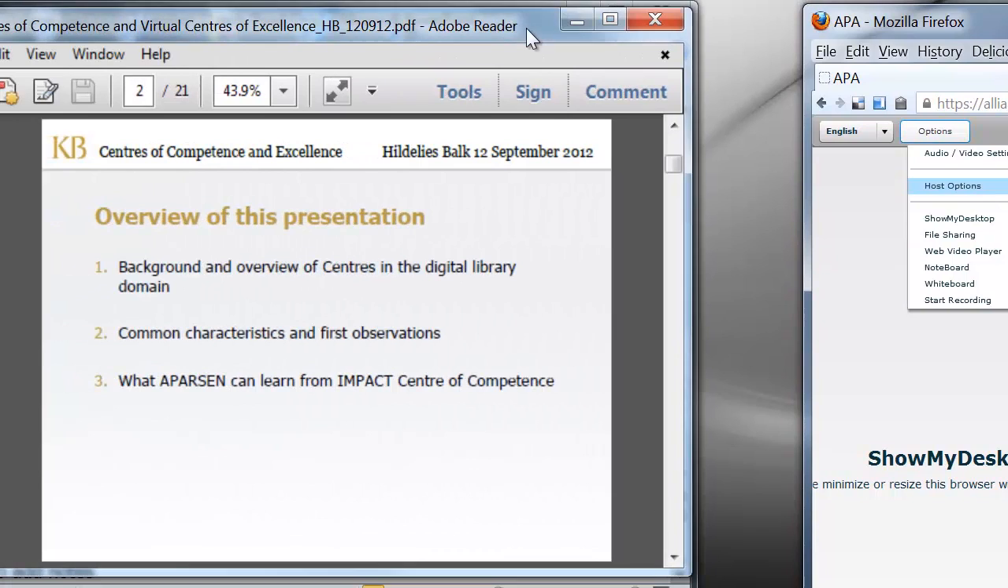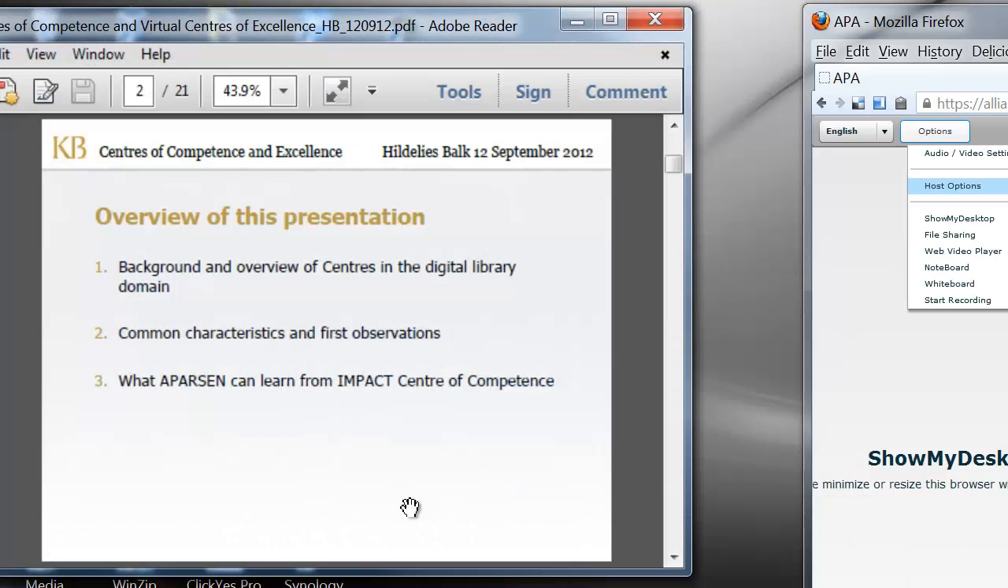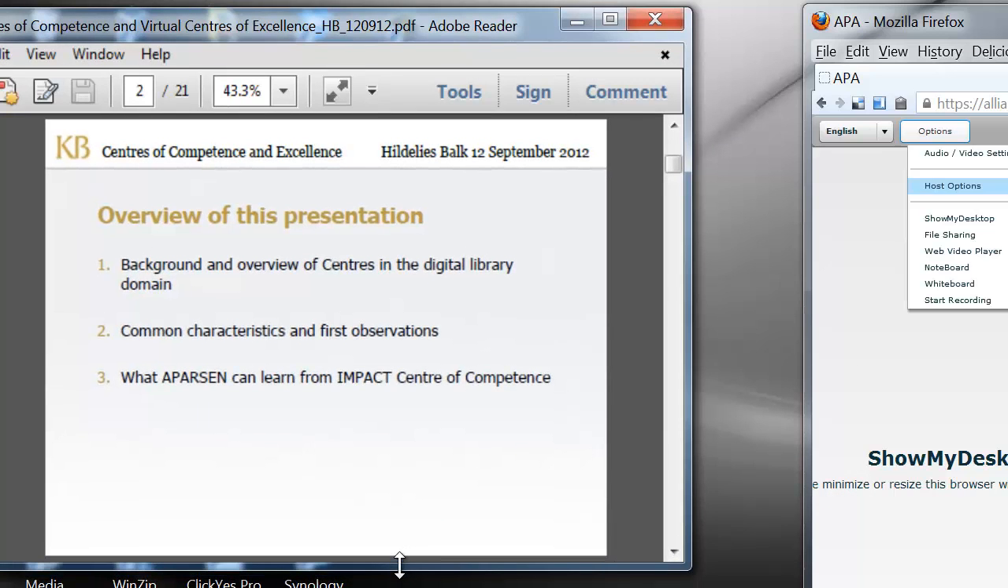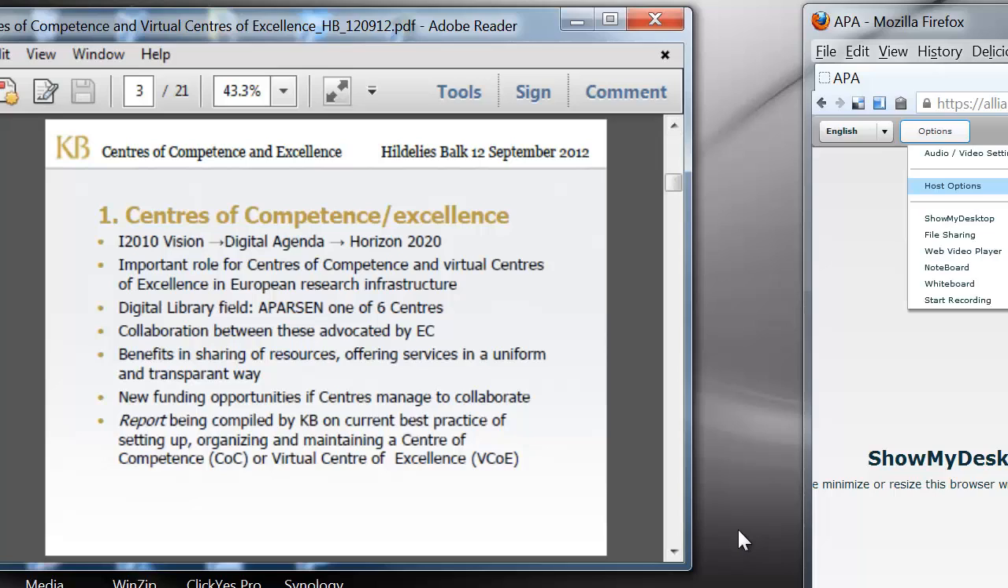Okay, so I have changed my presentation a little bit. I will give a background and overview of centers in this digital library domain. I will give some characterizations, but what kept not coming into the agenda, and which is important, is what APARSEN can learn from IMPACT Centre of Competence, because the KB happens to be in almost all of the projects we're talking about here, and we were involved with some of these centers of competence, mainly OPF and of course IMPACT that the KB led itself. So those are the things I want to discuss. Next slide, please, David.